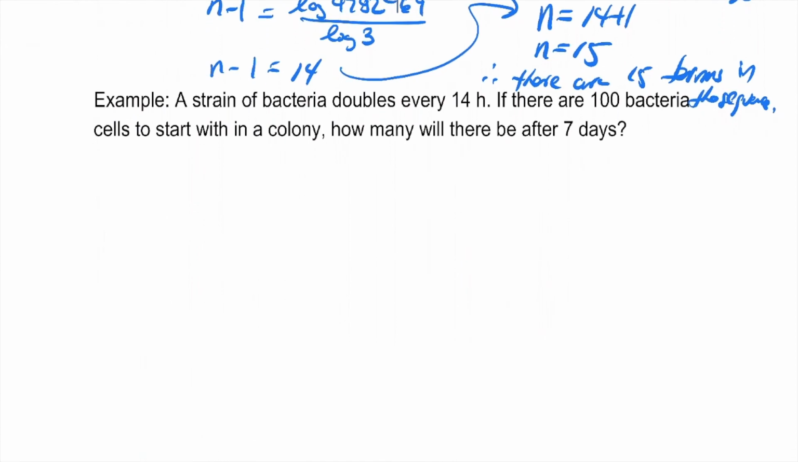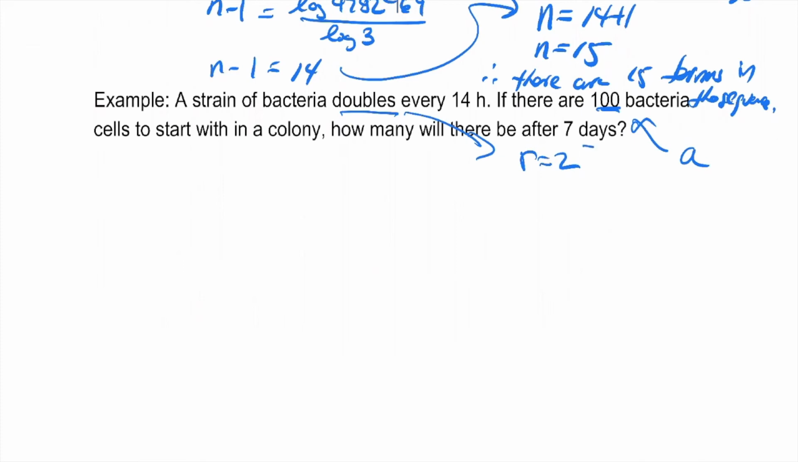So here we're taking an example of a bacteria. It's going to double every 14 hours. So here we can apply that our R is going to be 2, and it doubles every 14 hours. We're going to start with 100 bacteria, so we can assume that's going to be my A value. How many would there be after 7 days? We have to do a little bit of calculation because it's not very straightforward.